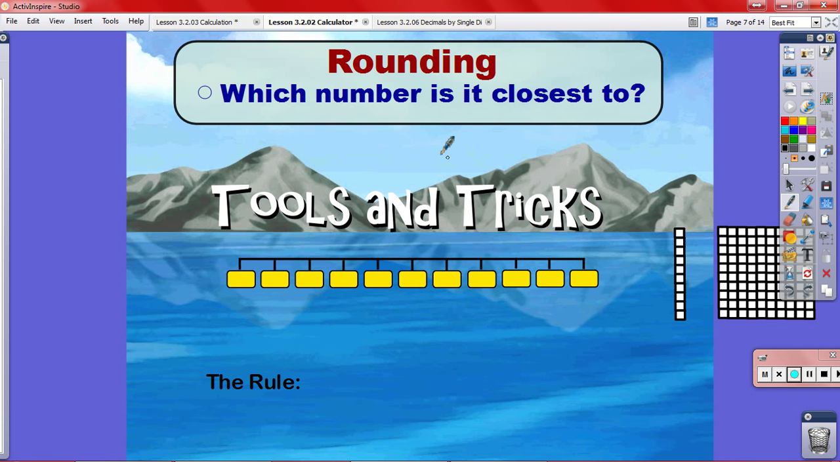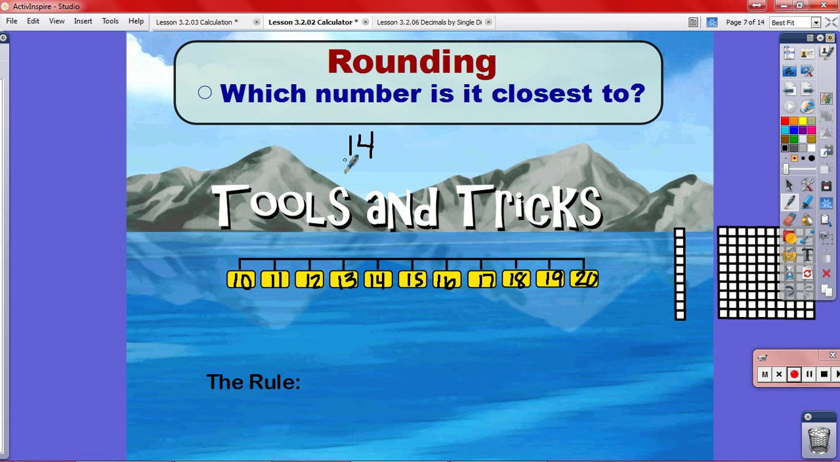So let's choose a smaller, easier number to round. Let's choose 14 first. We'll just round to the nearest ones place, or tens place, I'm sorry. So 14 is between 10 and 20. I can use a number line to help me with this. So if I fill in this number line, I get 11, 12, 13, 14, 15, 16, 17, 18, 19.